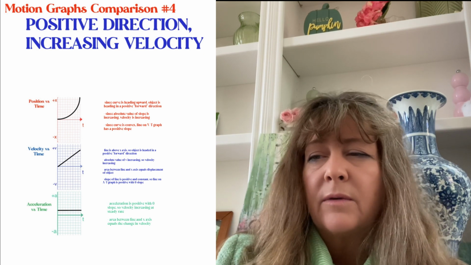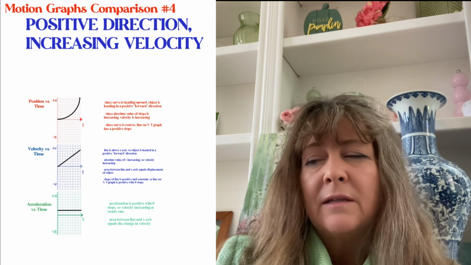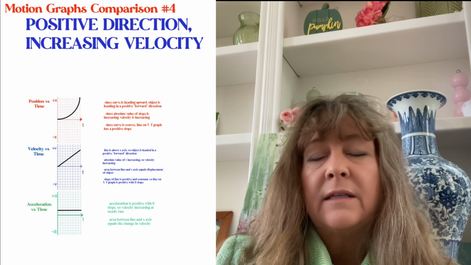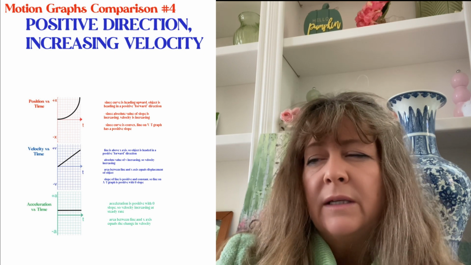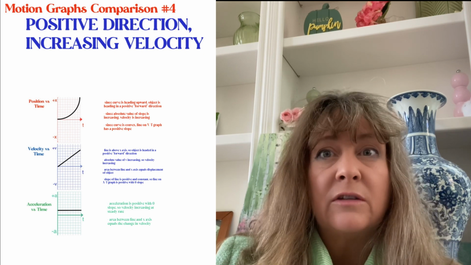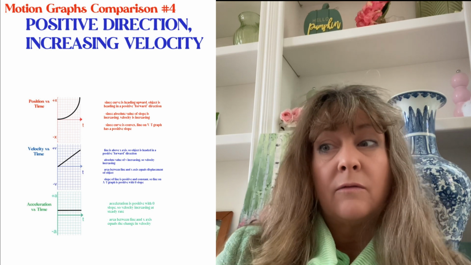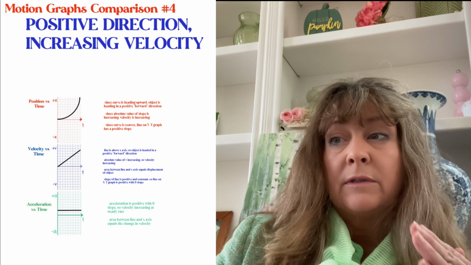And then we look at the acceleration versus time graph. The acceleration is positive with 0 slope, so the velocity is increasing at a steady rate. The area between the line and the x-axis equals the change in velocity. And as you can see, it's positive 1. So the graph above there, it was a positive.